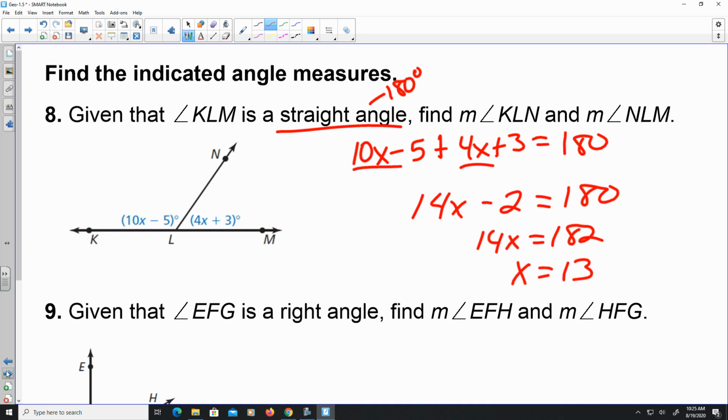Just like the previous answer, that's not the answer they're looking for. They want us to find the measurements of KLN and NLM. Looking at this portion of the problem, I can substitute 13 in for x. 10 times 13 is 130 minus 5 is 125 degrees, which is over there. 13 times 4 is 52 plus 3 is 55, so I got 55 degrees. And you can double check that 125 plus 55 is in fact 180.